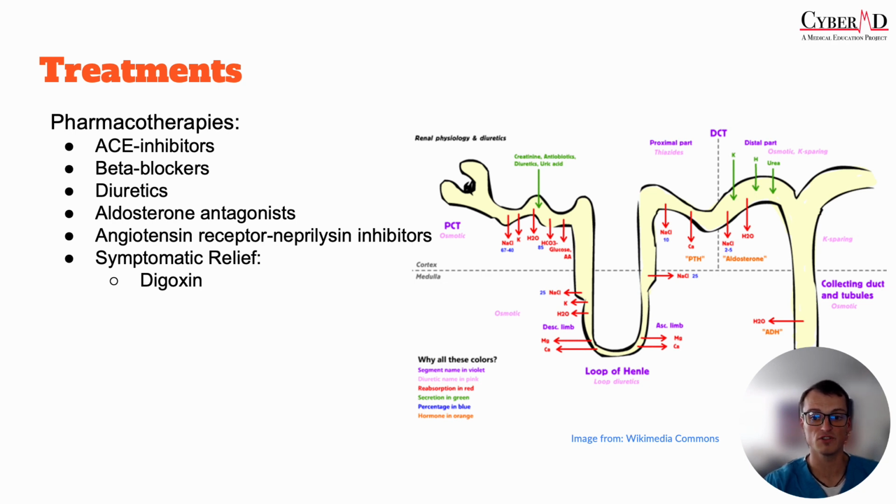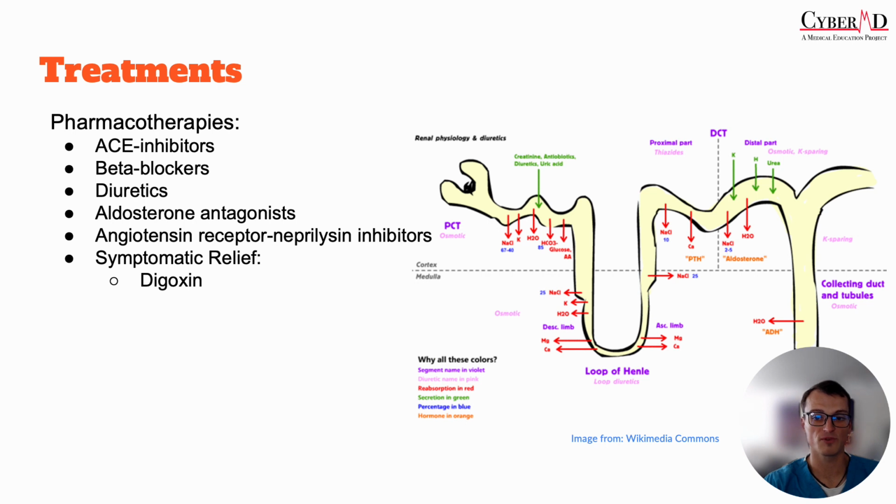Diuretics are often used for symptomatic management in heart failure patients. They increase urinary output through medications such as furosemide or hydrochlorothiazide, and they help reduce the volume overload that leads to symptoms like edema and dyspnea. However, they do not directly improve the heart's function or reduce mortality.